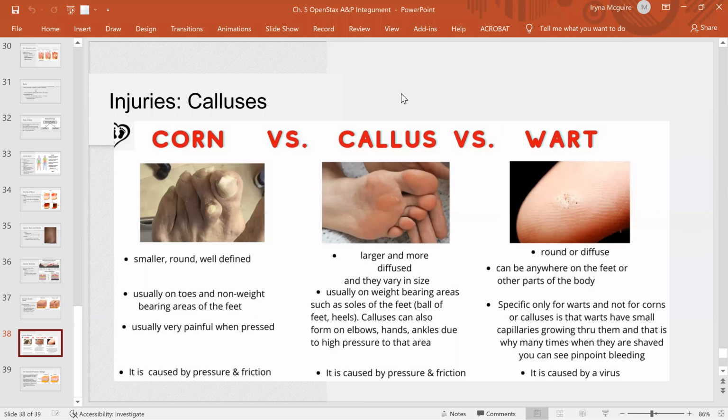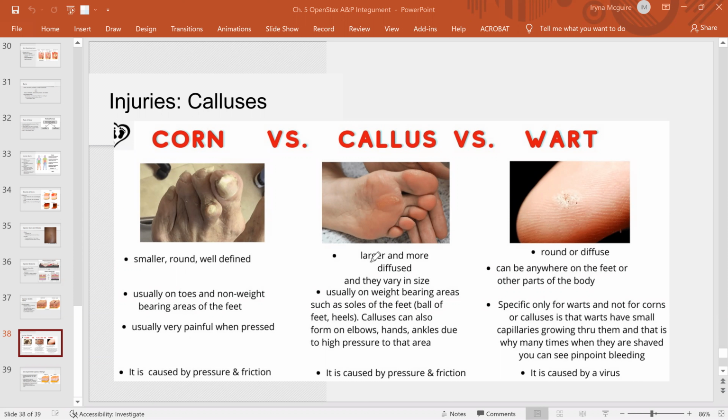Calluses and corns and warts. So what is the difference? Now, a corn is a small, round, well-defined structure on the skin, like shown over here, usually on toes and non-weight-bearing areas of the feet, usually very painful when pressed, and it is caused by pressure and friction.